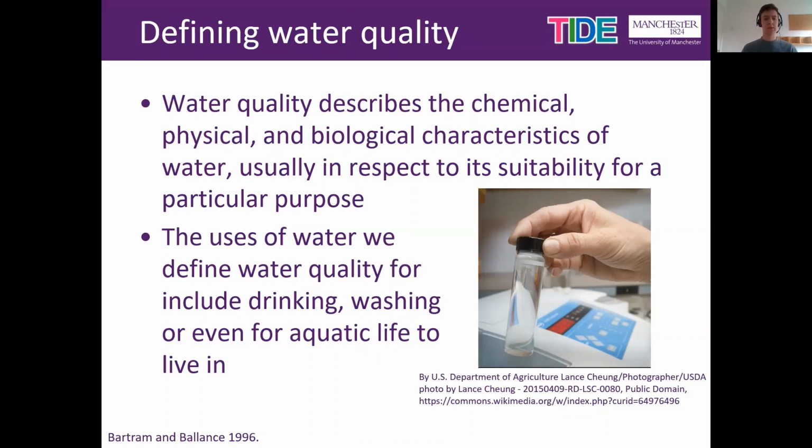Water quality is a term used to describe the chemical, physical, and biological characteristics of water, usually in respect to its suitability for a particular purpose. Thinking of water quality in regard to drinking, we know that when we drink water, it is not just simply hydrogen and oxygen atoms. So, we want to know about the other substances in the water and if these substances make the water unsafe to drink.